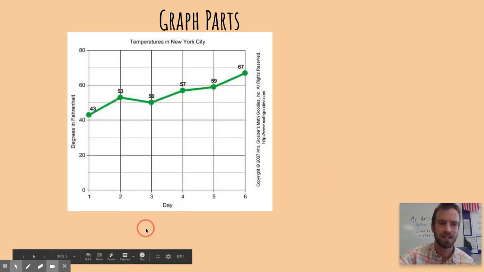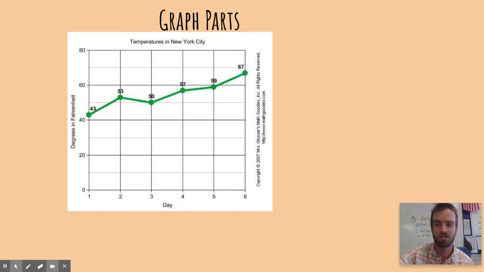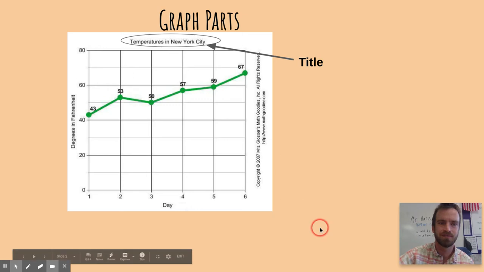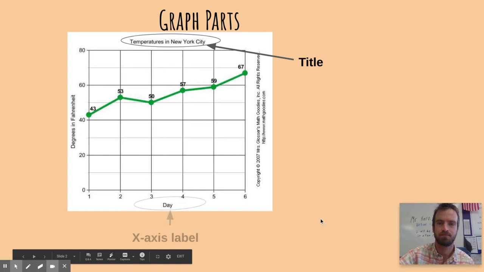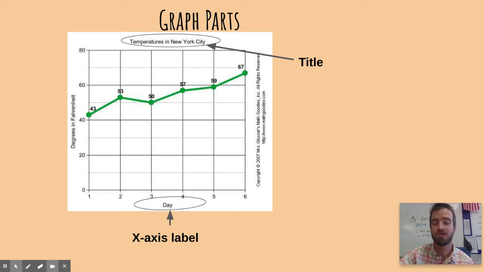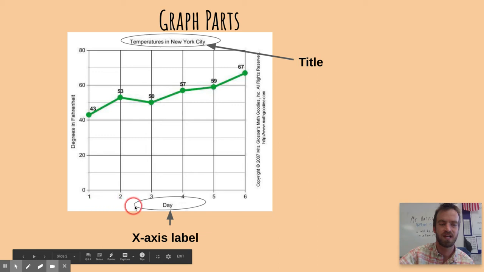So here's a graph we've seen in class before. It does a pretty good job using all the parts and being pretty professional. So first off, we've got the title. The title of this graph is Temperatures in New York City. It's a descriptive title. It works perfect, and usually belongs at the top of the graph. Next, we've got the x-axis label. It is day in this scenario, and the x-axis is oftentimes a measure of time, so seconds or days or years, or in this case, first day, second day, third day, fourth day, etc.